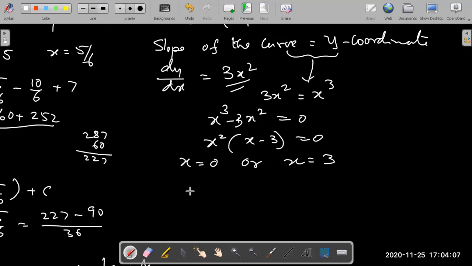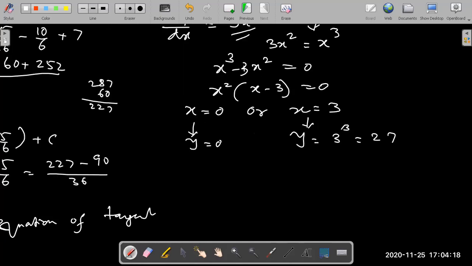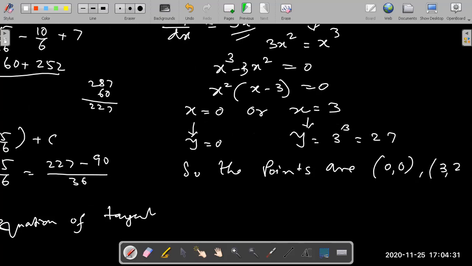So these are 2 points and this is 1 point. That means I need to find the y value. When x equal to 0, y is also 0. When x equal to 3, y is equal to 3 cube, that's equal to 27. So the points are 0, comma 0, that's x and y 0, 0. And the next one is 3, comma 27. These are the points he's asking.